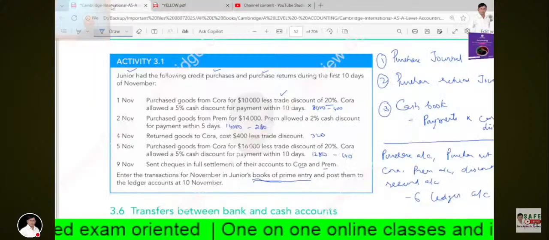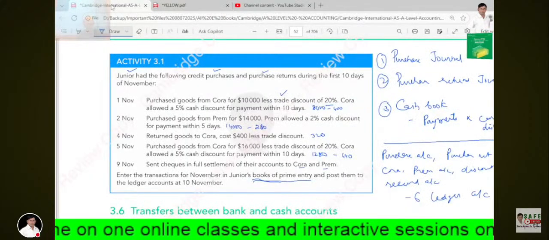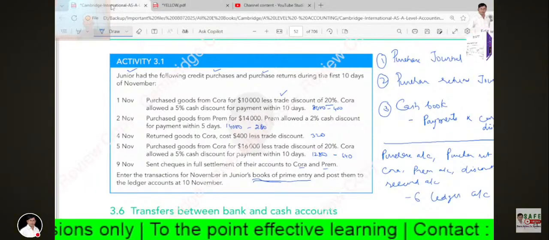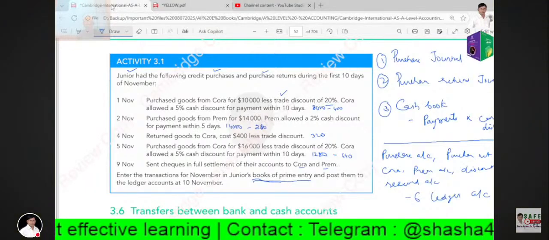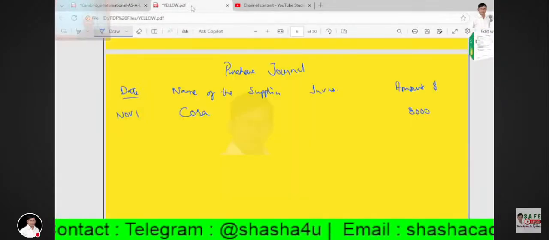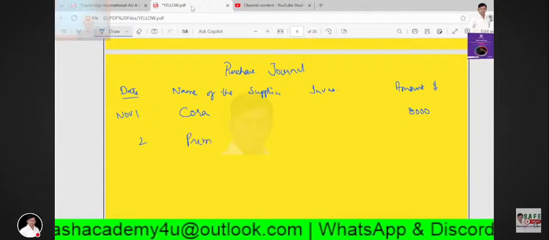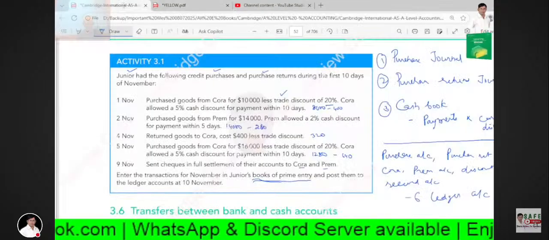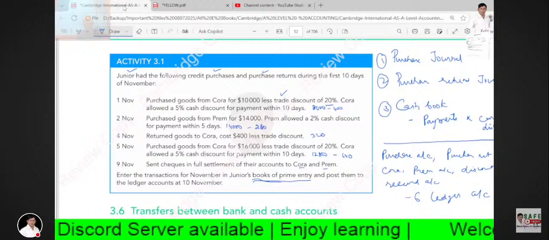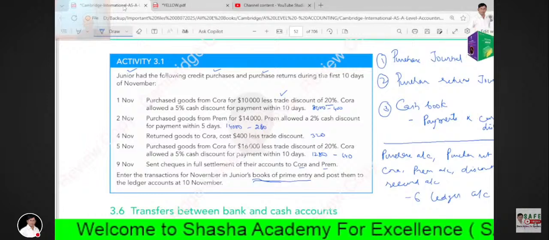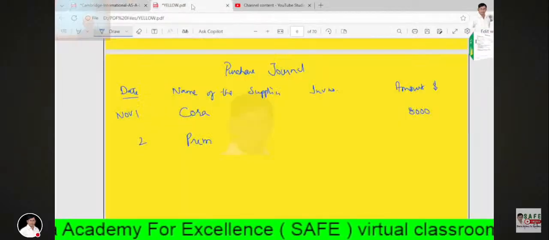Next, purchase goods from Train, on 2nd November. So the amount is 14,000.